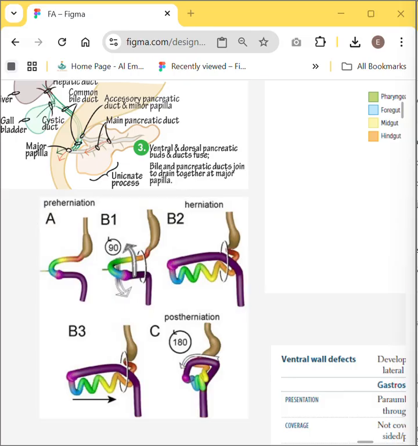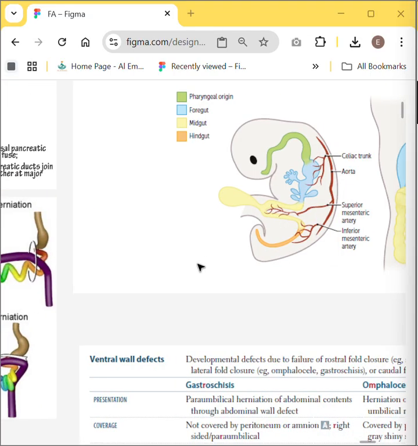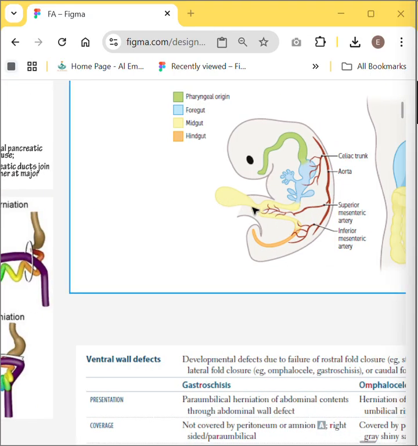Now, what are we seeing here? Basically, you have different movements. At the beginning of the sixth week, the midgut elongates to form a ventral U-shaped midgut intestinal loop. So you kind of form a loop here, right, at the herniation area. The midgut loop communicates with the yolk sac by the vitelline duct. So, using this vitelline duct, the midgut communicates to the umbilicus.